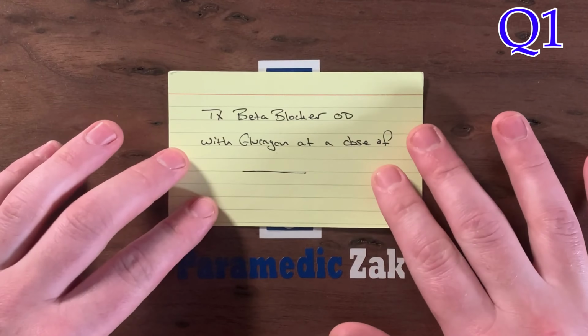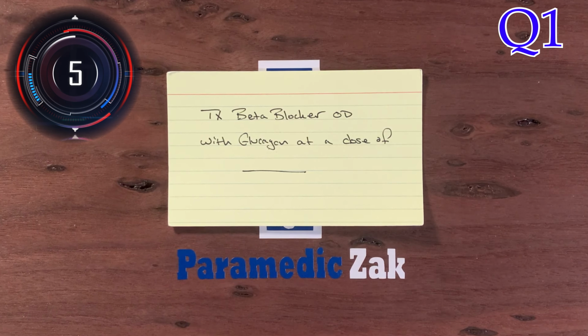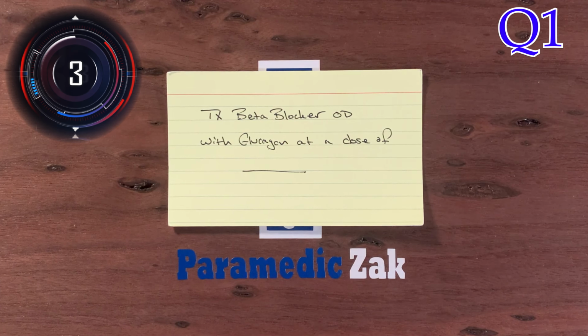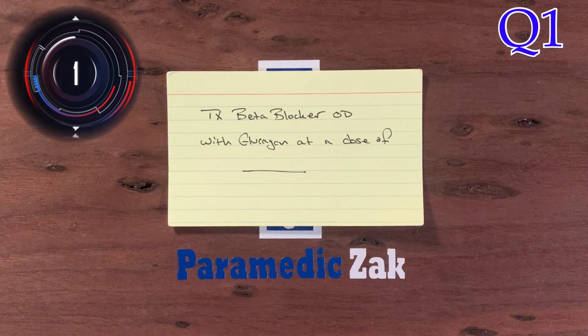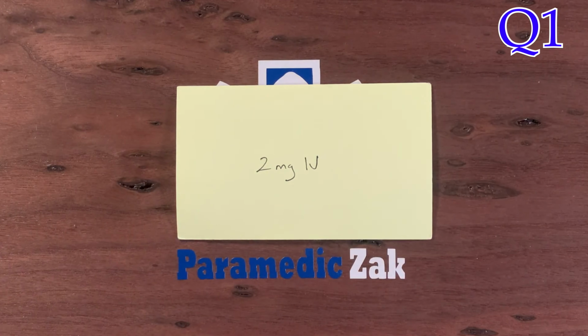Beta blocker overdose can be treated with glucagon at a dose of blank. Alright guys, so you're going to treat your beta blocker overdose patients with 2 milligrams of IV glucagon.